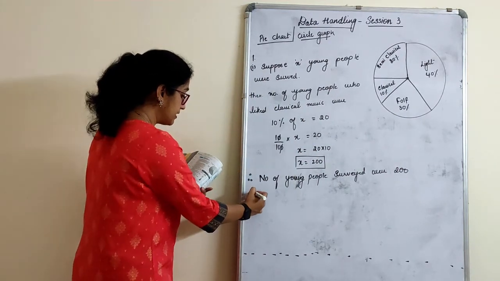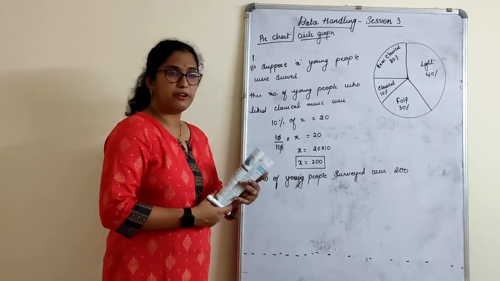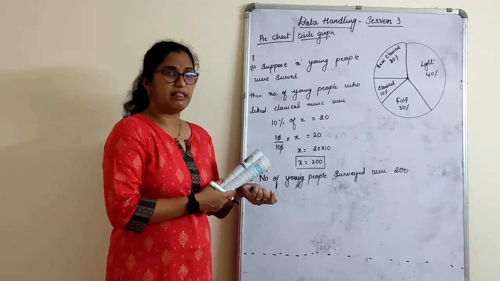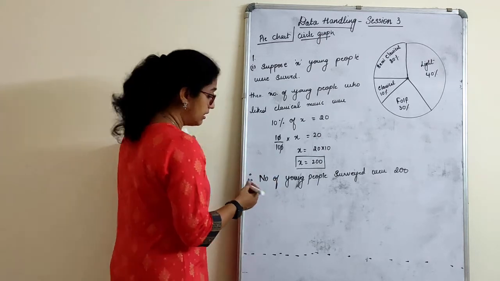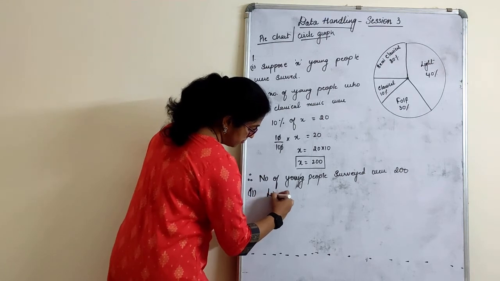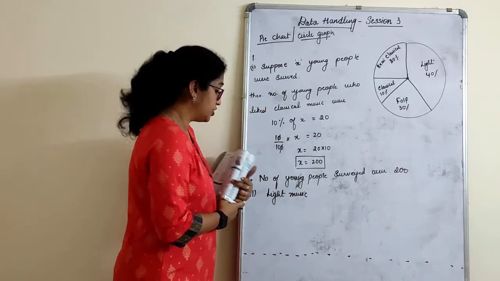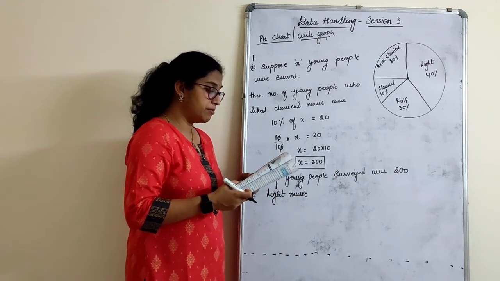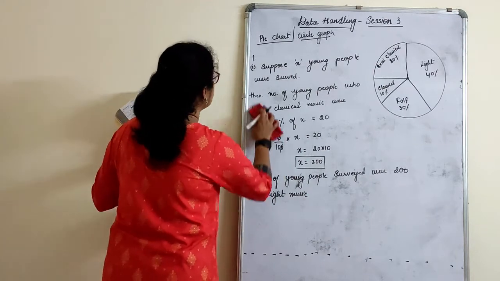Second part, what are they asking? Which type of music is liked by the maximum number of people? The percentage is given. They have just asked, and looking at the chart, anybody can tell: light music. That's the answer. Light music is liked by the maximum number of people. Right? And the last one.